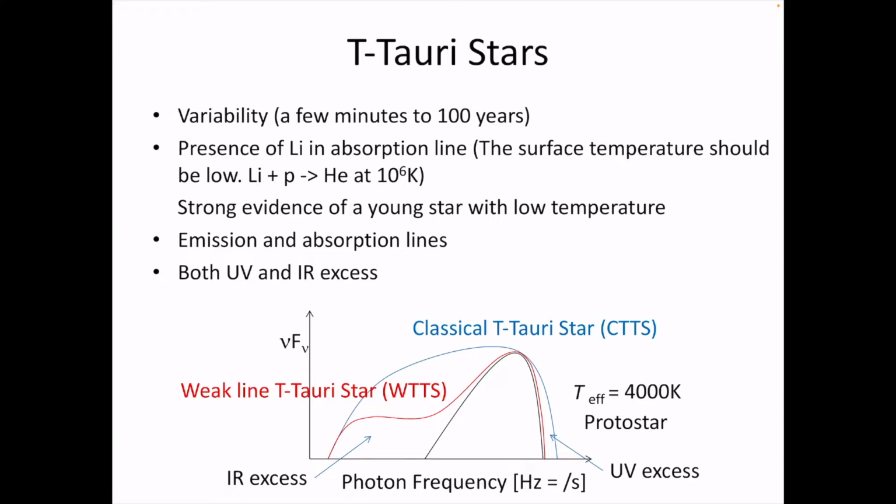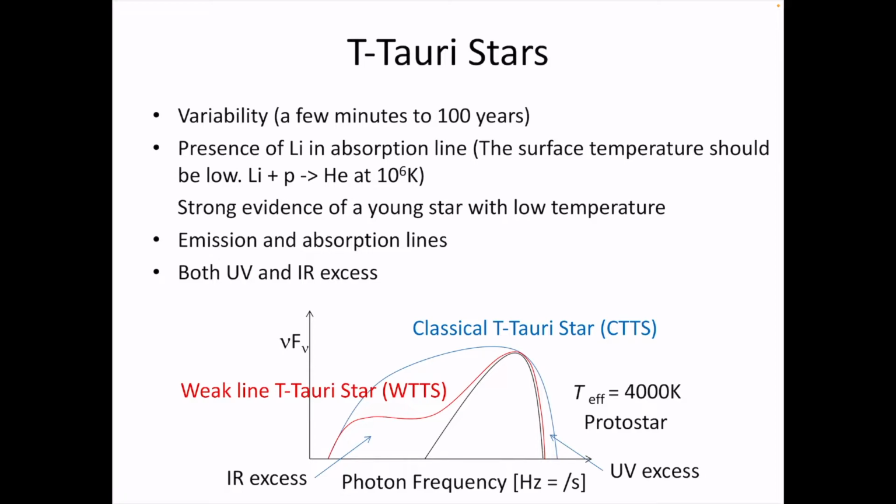T-Tauri stars have several characteristics. First one is variability. It changes brightness over a few minutes to 100 years. And also T-Tauri stars show the presence of lithium lines in the absorption lines. So this means the surface temperature should be low, because lithium is easily converted at high temperatures, more than 1 million kelvins. Lithium captures a proton to convert to helium at 1 million kelvins. So this is strong evidence of a young star with low temperature.